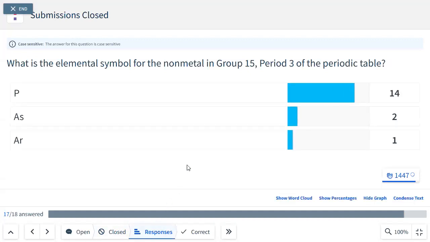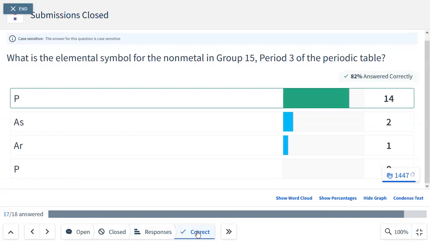Okay. Almost everybody says that it is phosphorus, P. And that would be the correct answer. Now again, how do we know that? Well, we have to remember the differences between periods and groups. Periods would be the horizontal rows. Groups would be the vertical columns.